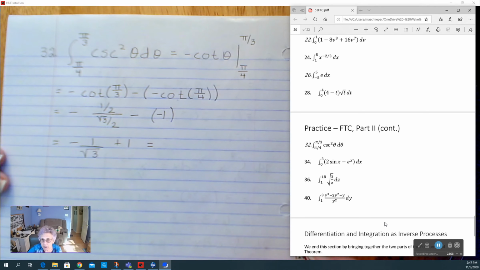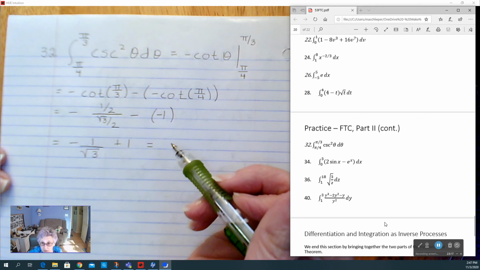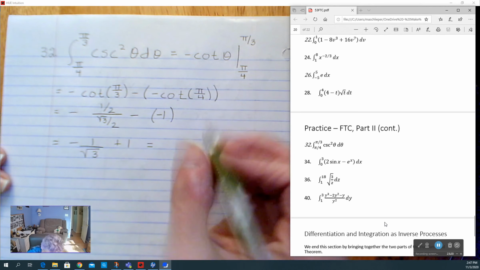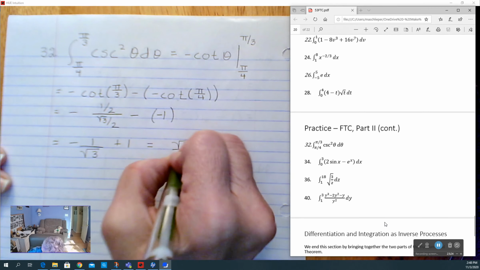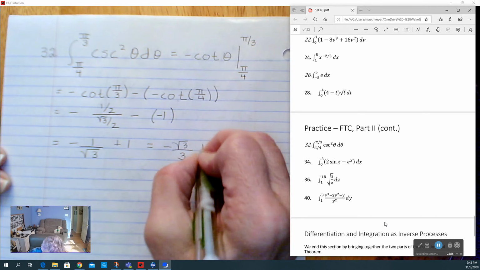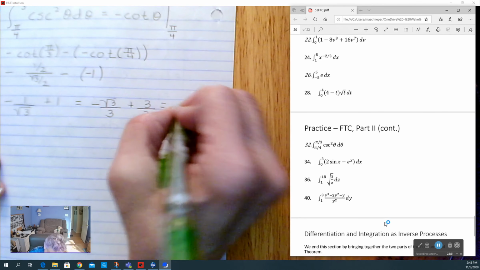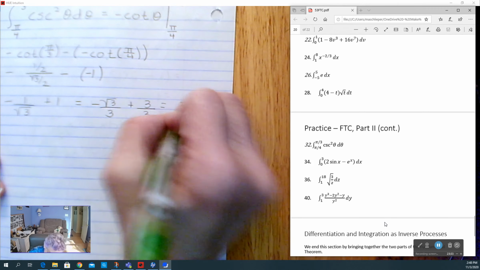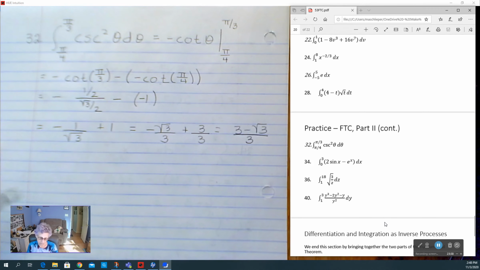I'd be happy with that. I think WebAssign would be happy with that. If you needed to, you could get a common denominator, or you could even rationalize the denominator. If you rationalize the denominator, you'd get square root of 3 over 3 plus 1. So you'd end up with 3 plus the square root of 3 over 3. I'm fine with that answer.